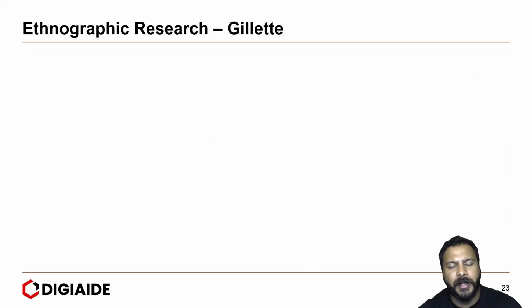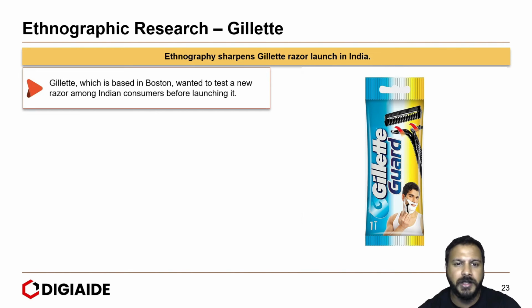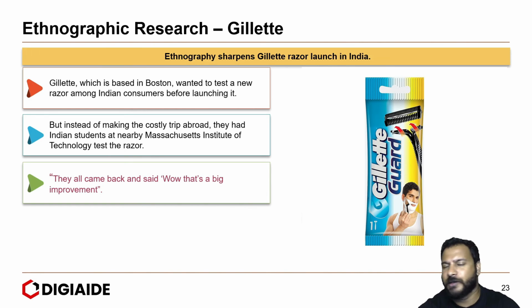Looking at Gillette's ethnographic research efforts. Ethnography sharpens Gillette razor launch in India. Gillette, which is based in Boston, wanted to test a new razor among Indian consumers before launching it. But instead of making the costly trip abroad, they had Indian students at a nearby Massachusetts Institute of Technology test the razor. They all came back and said, "Wow, that's a big improvement."